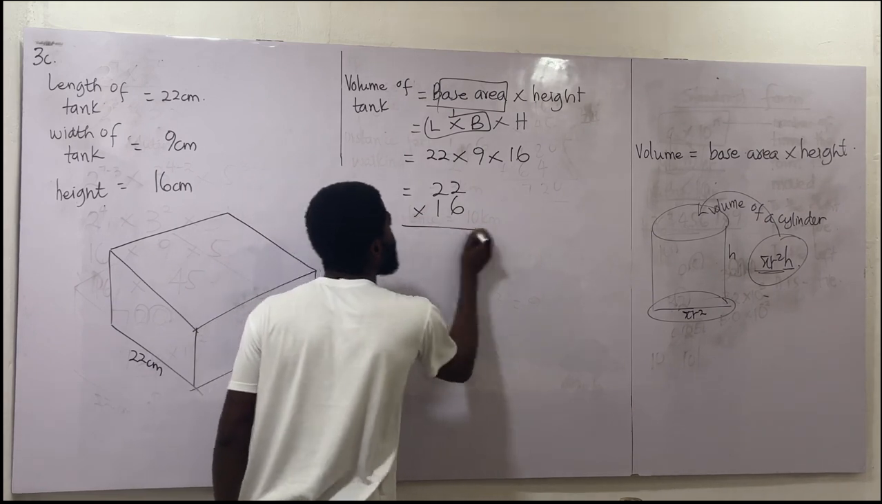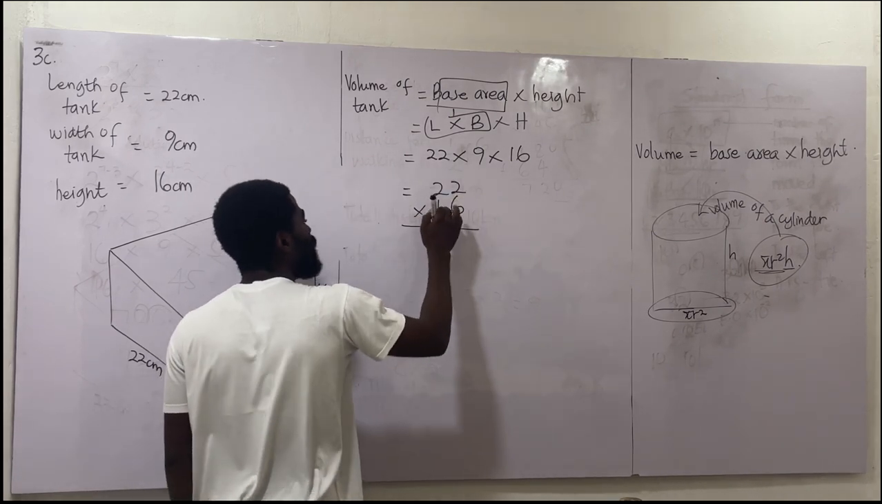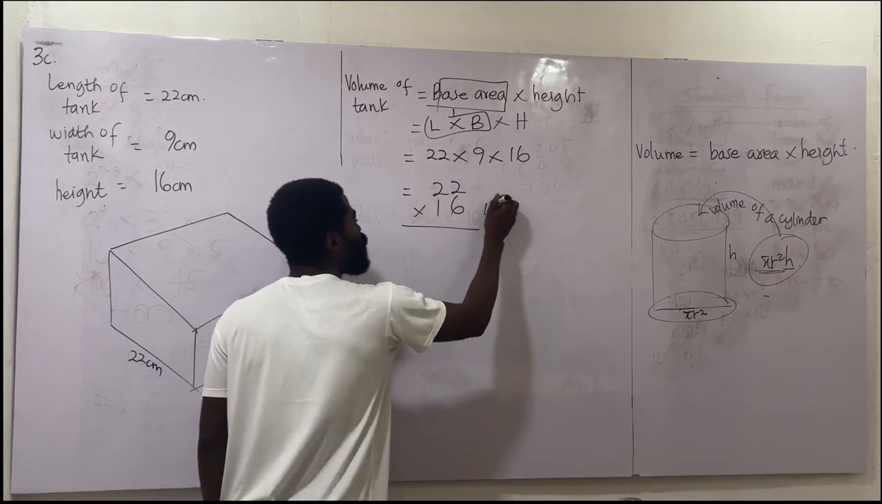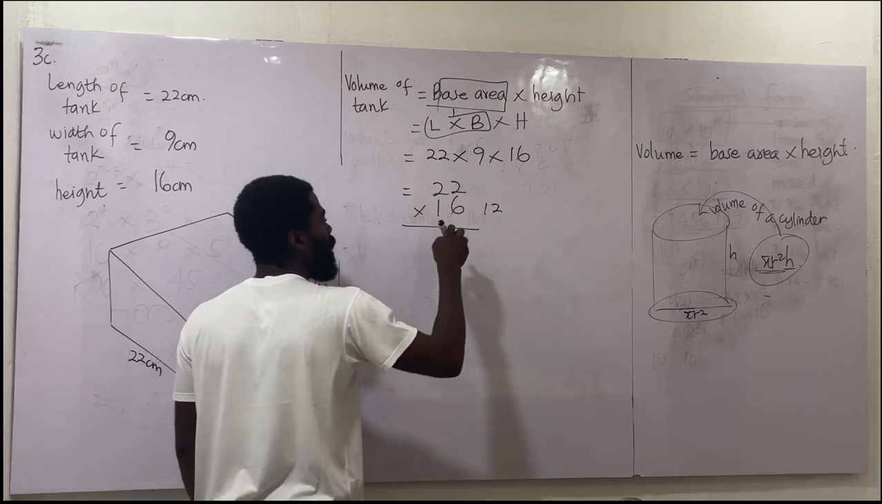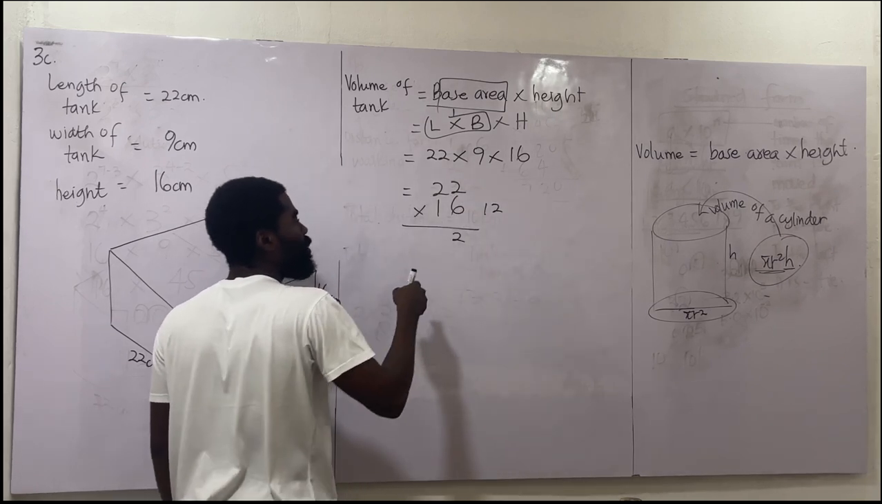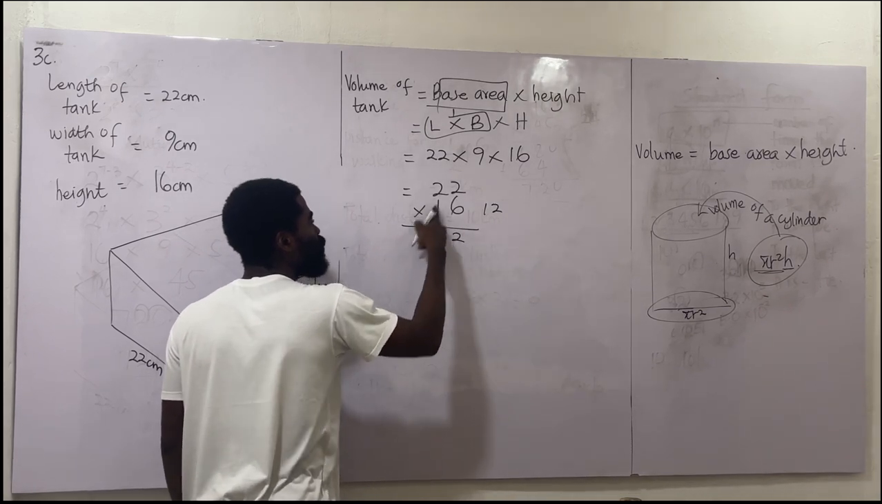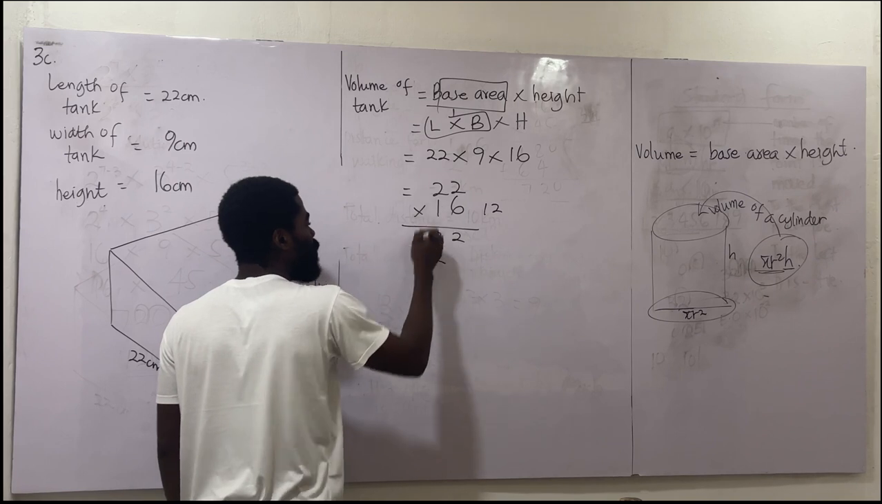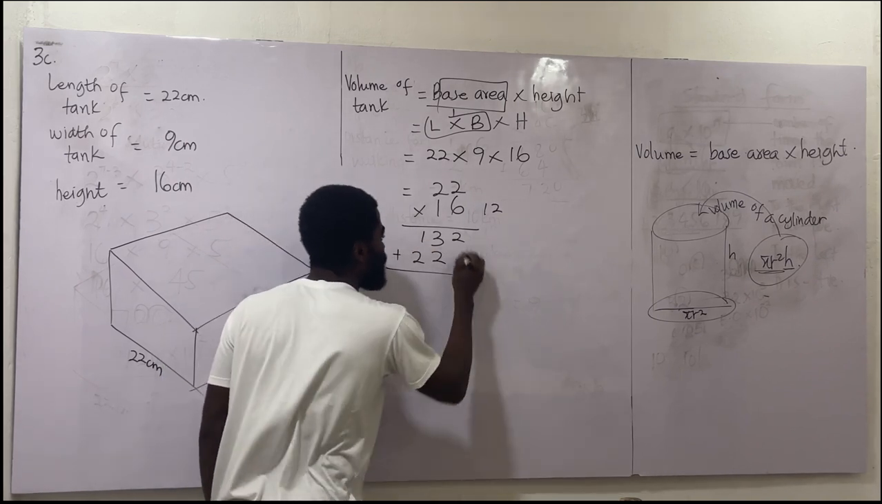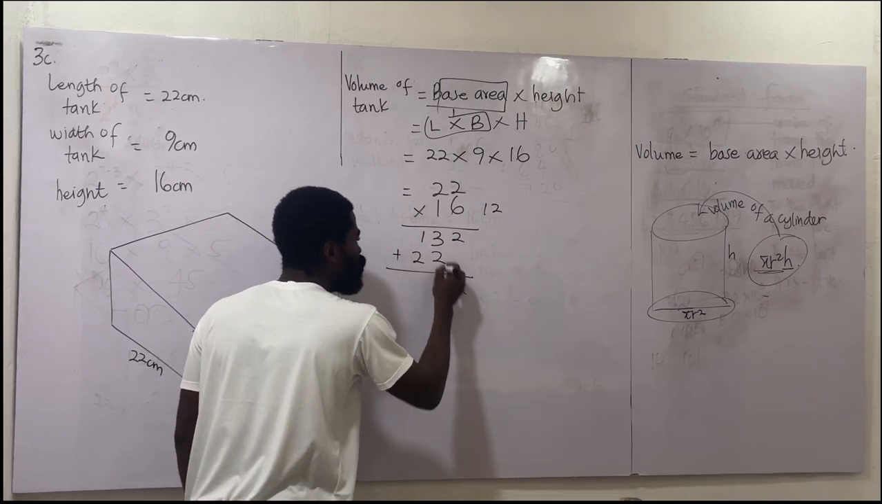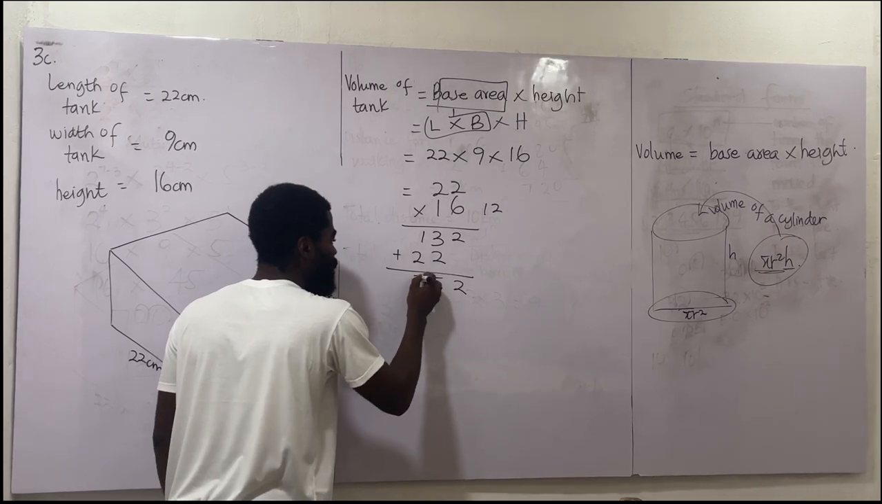When I multiply 22 by 16, what do I have? Let's go. 2 times 6 is 12. So I put 2, remainder 1. 6 times 2 is 12, plus that gives me 13. So I have 13. Then 2 times 1 is 2, then 2 times 1 is 2. Then I do my addition, and this gives me 352.